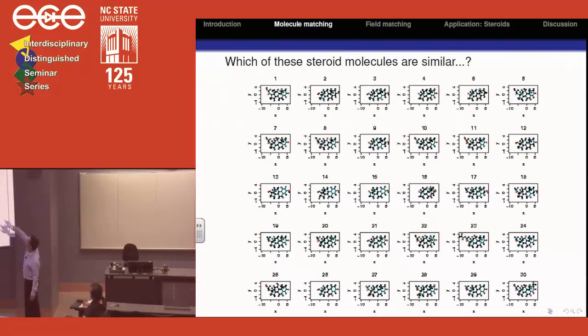You look around, you can see there are bits where they're present, and like here we've got an extra bit up here which we don't have here. So there are differences. 17, some of them are very similar. 17 and 18 look very similar, I agree.